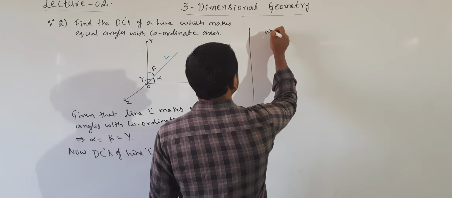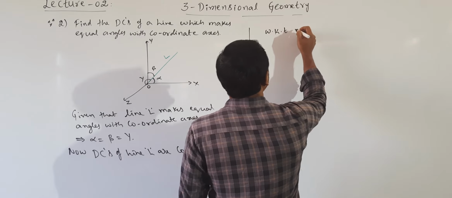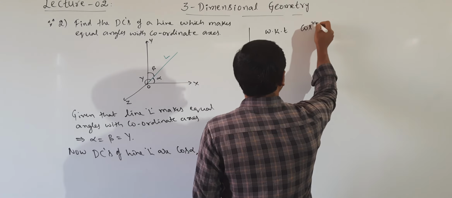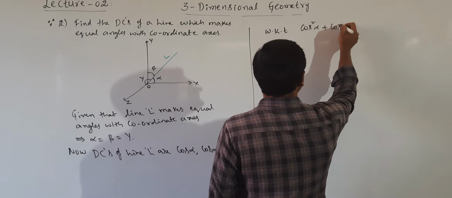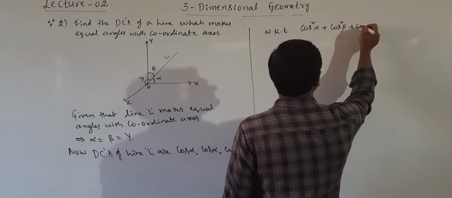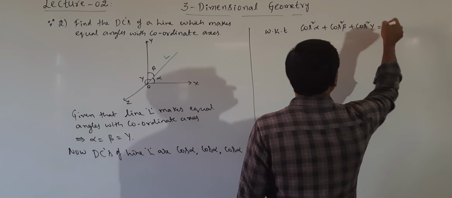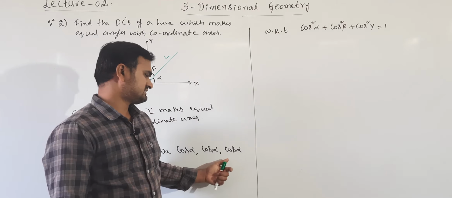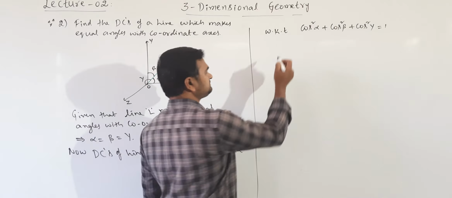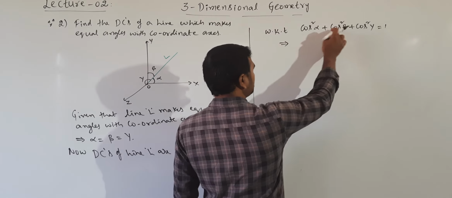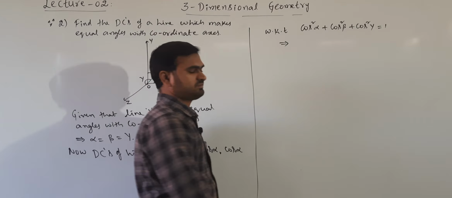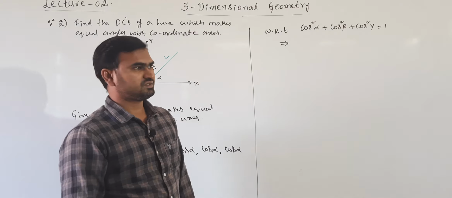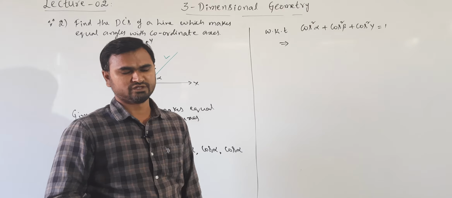We know that cos square alpha plus cos square beta plus cos square gamma is equal to 1. Using the relation between DCs, we can find what this cos alpha value is. We know that cos square alpha plus cos square beta plus cos square gamma equal to 1, or L square plus M square plus N square equal to 1.